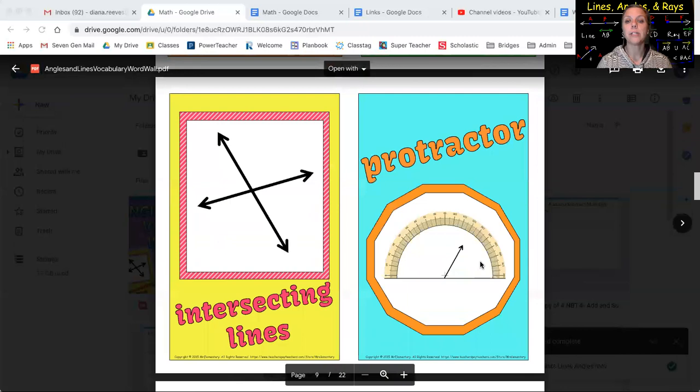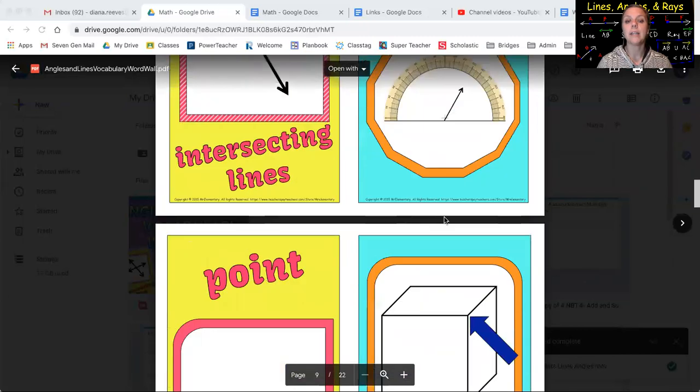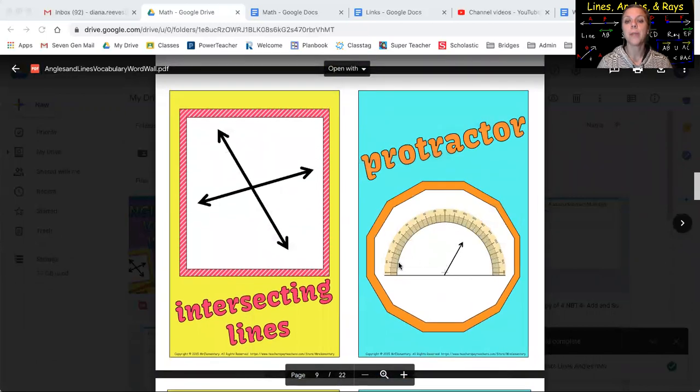The last thing we're going to look at is intersecting lines, which we kind of talked about already, and the actual protractor. So the protractor, and we're going to go over this a little bit more next time we have math, is the measurement tool to measure the degrees. So as you can see here, I have my angle, and my angle's right here. And this is pointing up at 120 degrees. So that is how you would read that on a protractor.